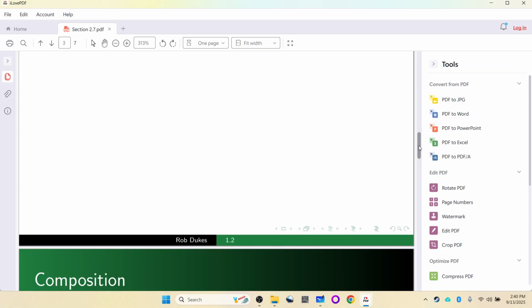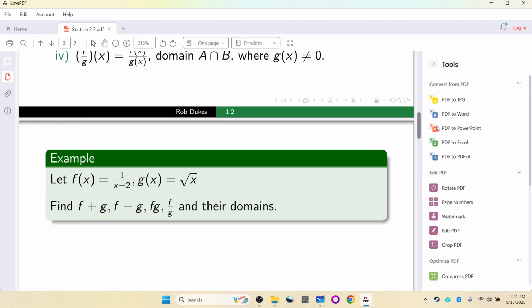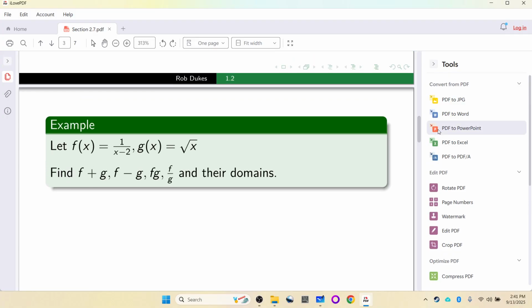So let's see some examples, or an example. There are more in the book. Let f of x equal 1 over x minus 2, g of x equal root x. Let's find the combined functions.